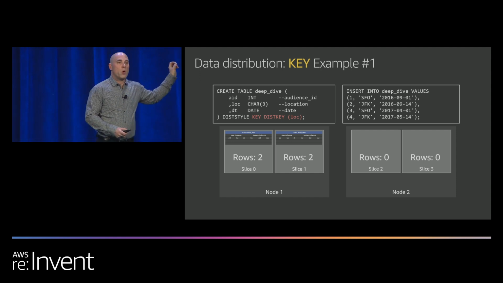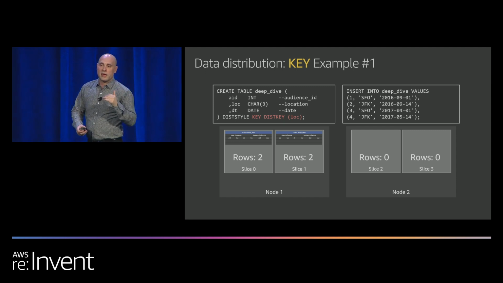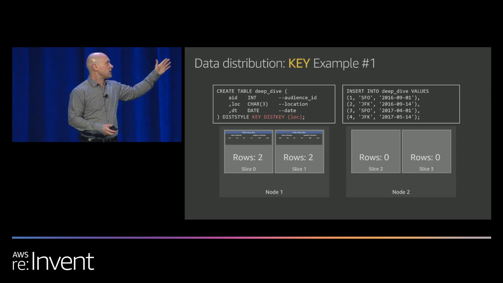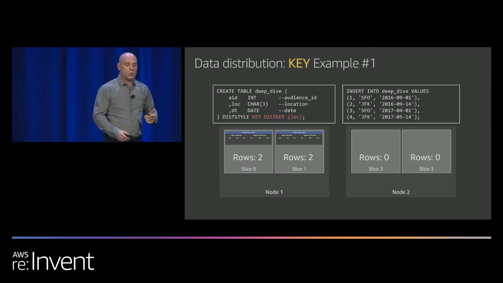This is an example of a poor distribution key. And the reason why is if I were to execute a query against this cluster, it would only execute on node 1, and node 2 would do none of the work. So we can do better.